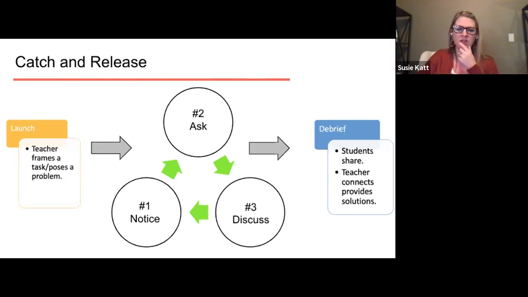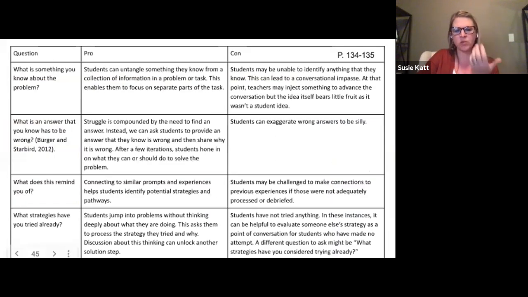I really like this move that we can make as teachers to help evoke productive struggle. We're not going to have time to go through this, but if you have the book, there's a chart that really talks about these questions. And Mr.